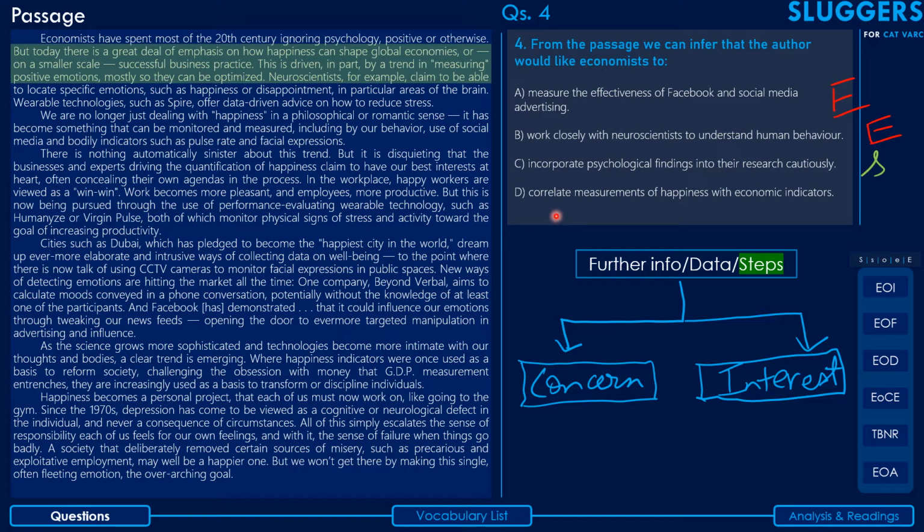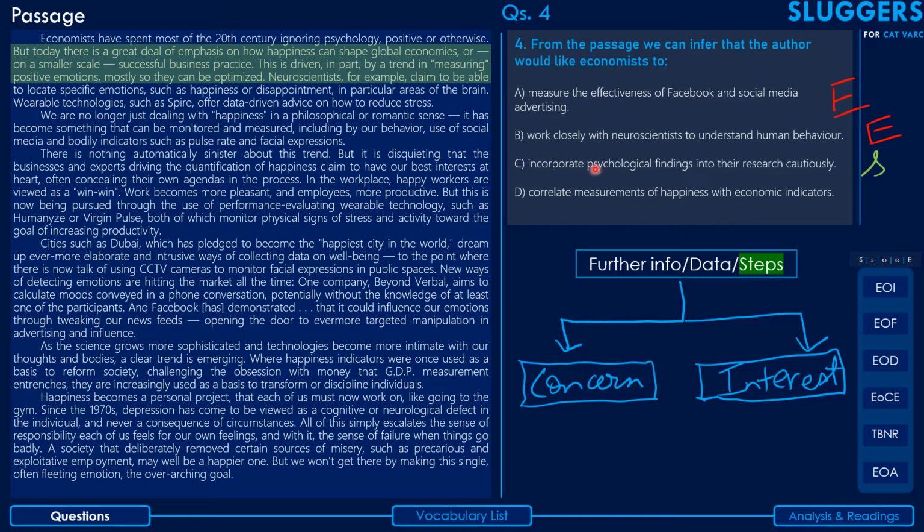Coming to the last option, it says we can infer that the author would like economists to correlate measurements of happiness with economic indicators. Now, guys, throughout the passage, the author has consistently expressed concerns with the measurement, monitoring, and optimization of positive emotions. So it is highly unlikely that the author would want the economists to correlate measurements of happiness with economic indicators.